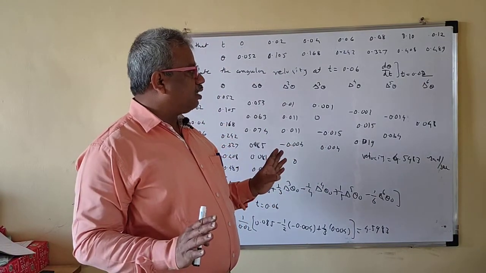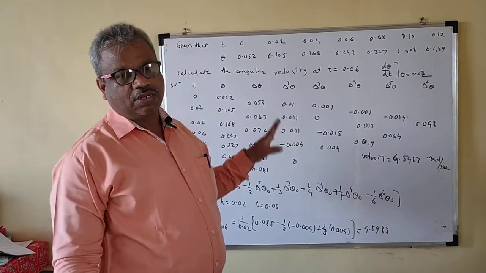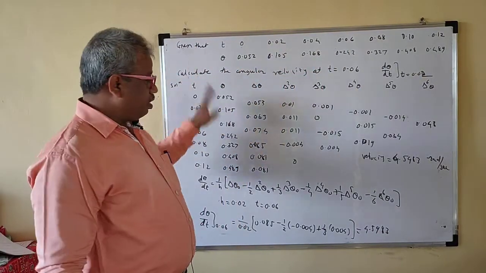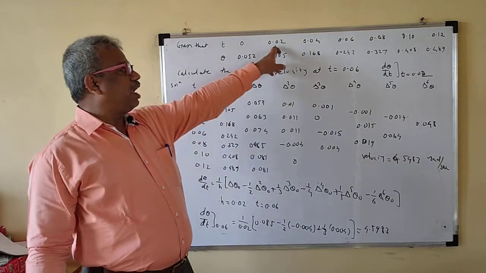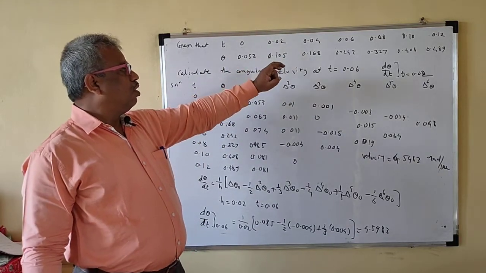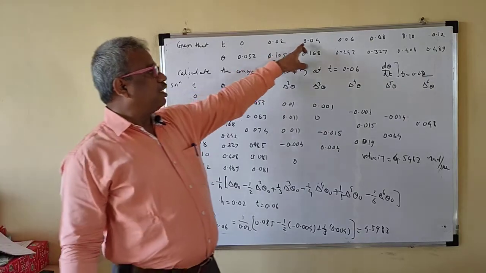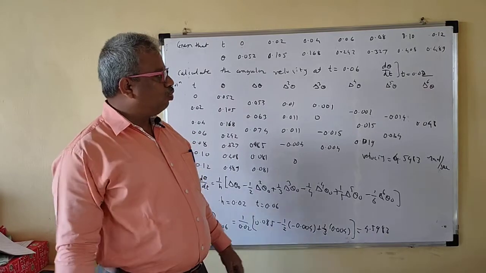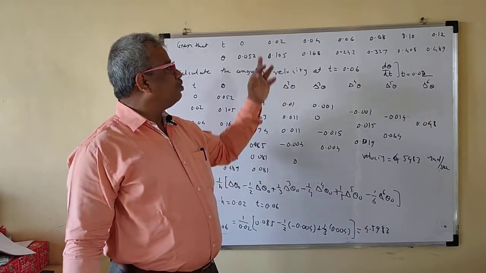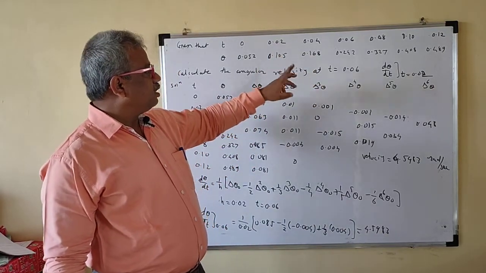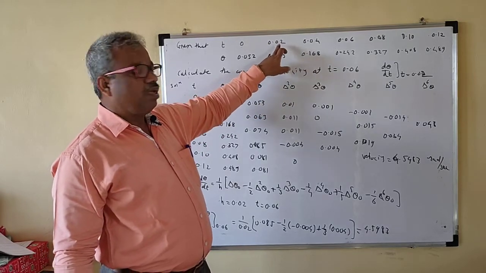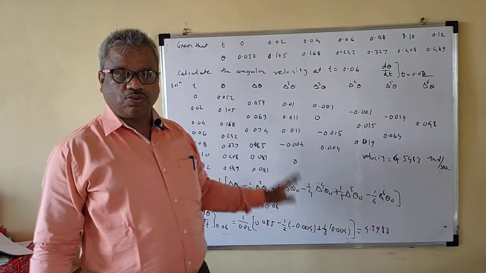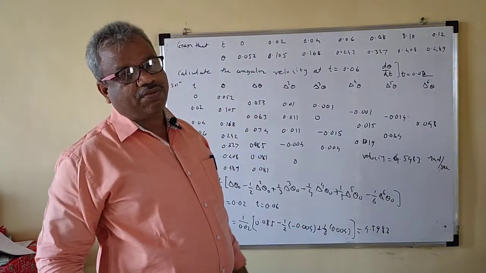I hope you understand how to find a derivative at a particular point, at any point, from this. So this is the exercise: find the angular velocity at t equal to 0.02 or at t equal to 0.04. So from this you can make two problems. Instead of 0.06, just find the angular velocity at t equal to 0.02 and 0.04. That is the exercise for you. I hope you can solve this.